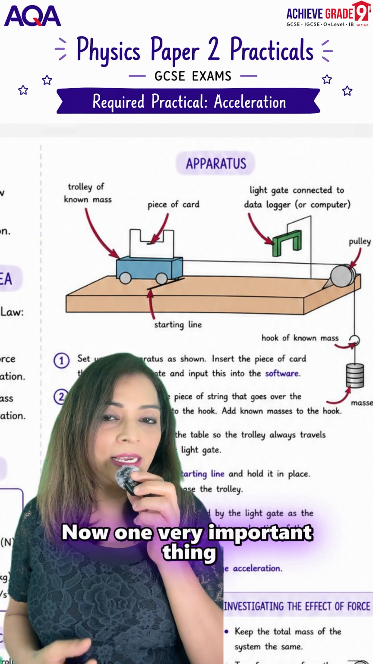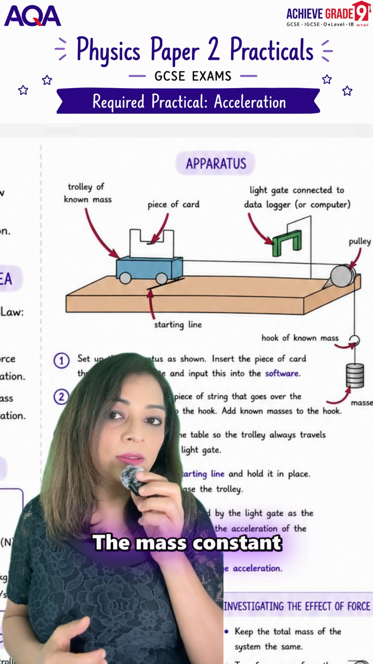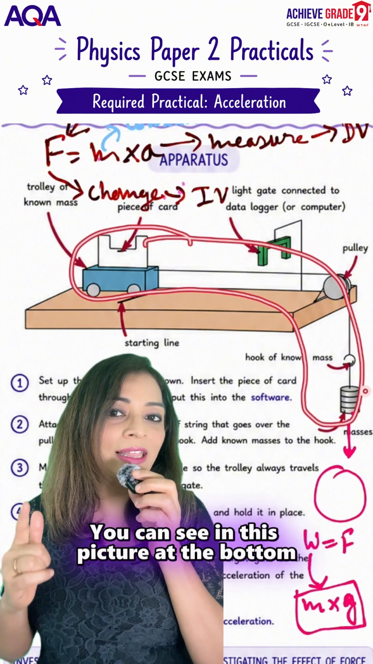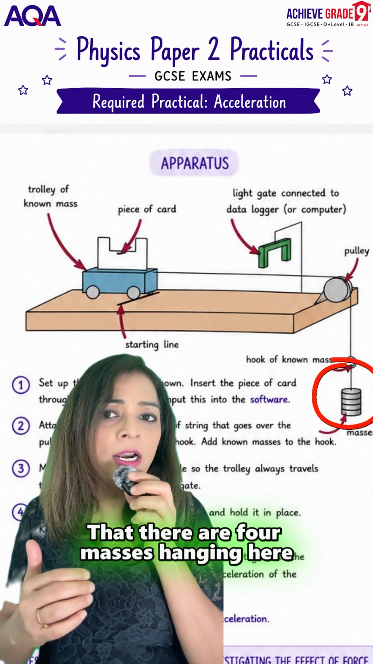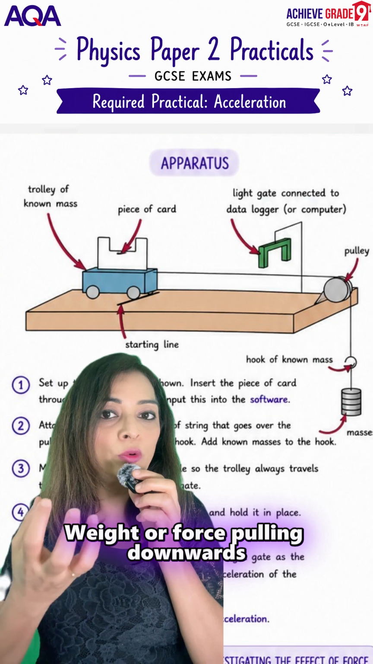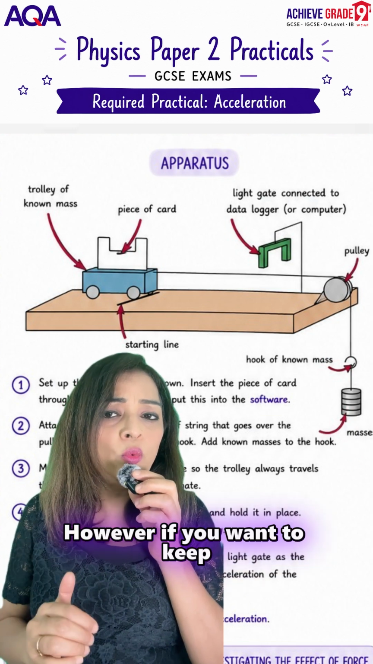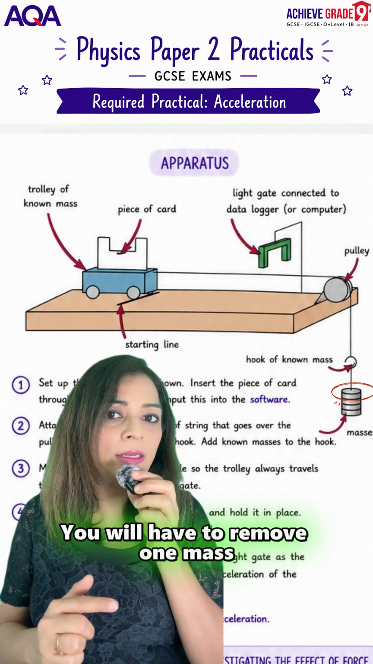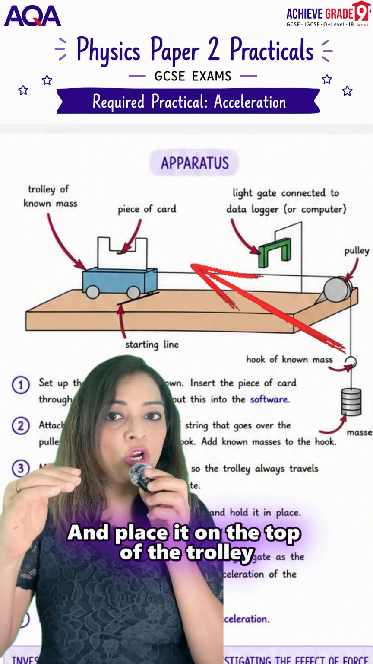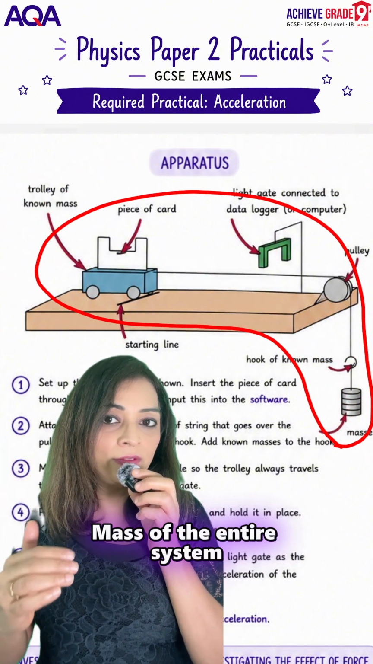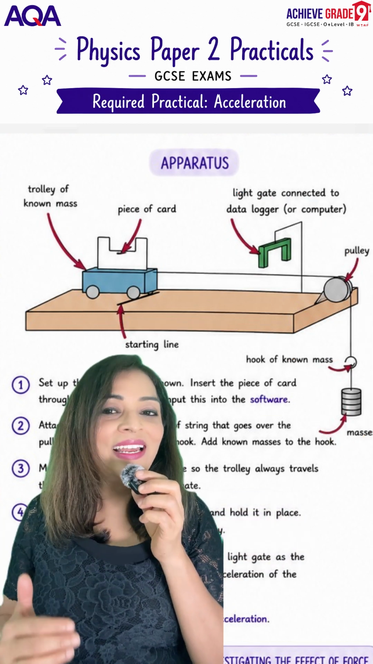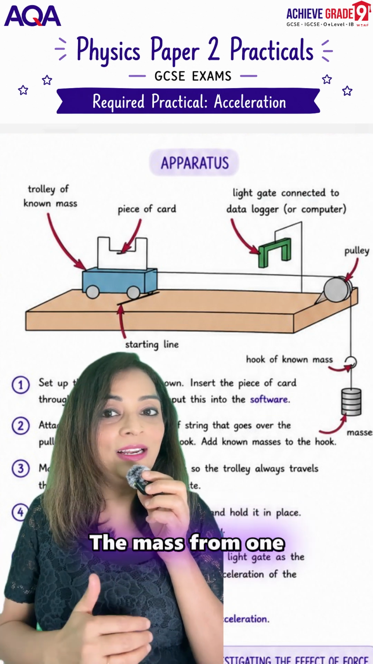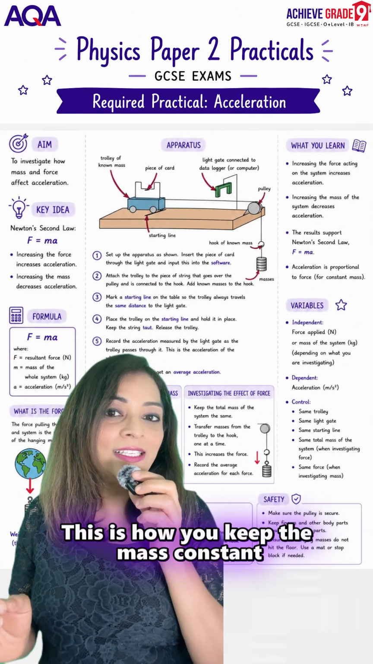Now, one very important thing is understanding how you keep the mass constant. You keep the mass of the entire system the same. You can see in this picture at the bottom that there are 4 masses hanging here. These masses provide weight or force pulling downwards. However, if you want to keep the total mass the same while changing the force, you will have to remove one mass from the hanging masses and place it on the top of the trolley. This means that the total mass of the entire system remains the same. You are not removing the mass and taking it somewhere else. You are simply transferring the mass one at a time from the hook onto the trolley. This is how you keep the mass constant.